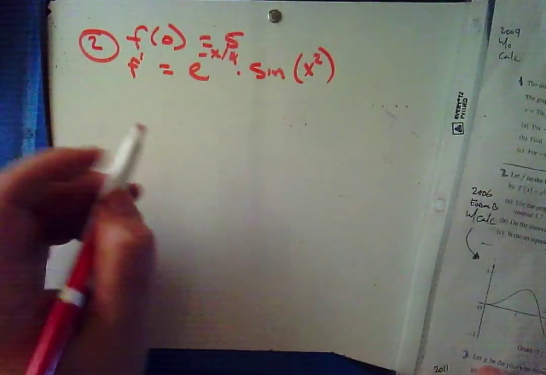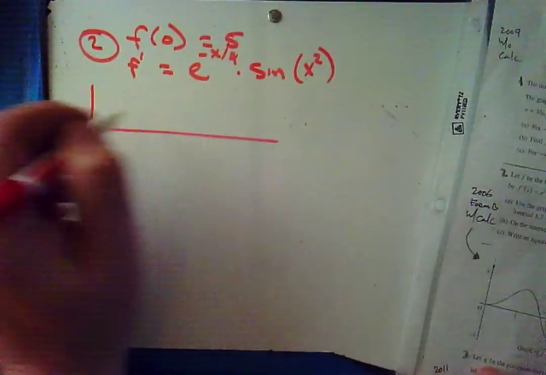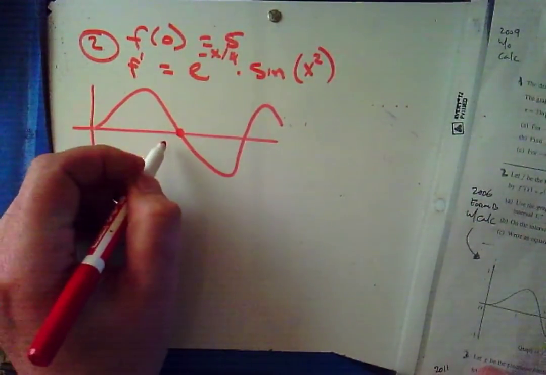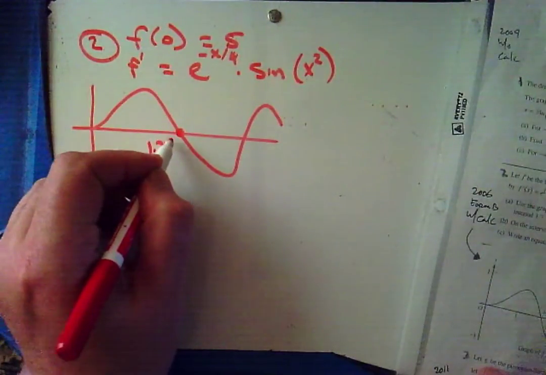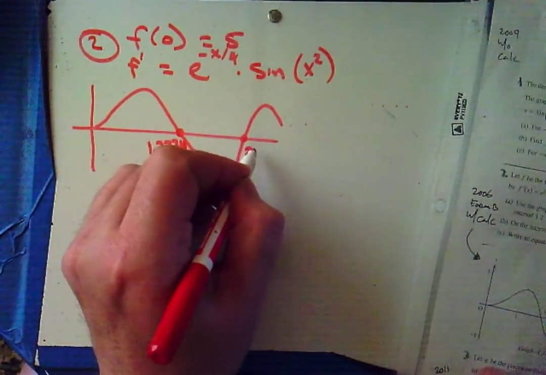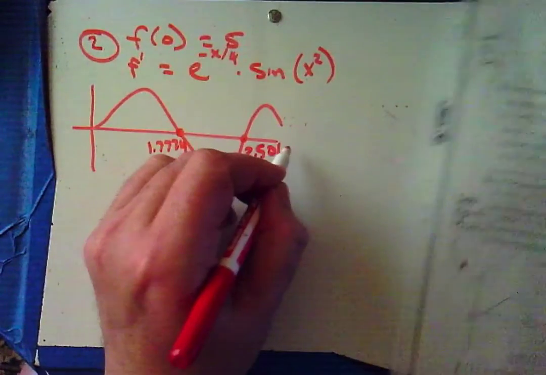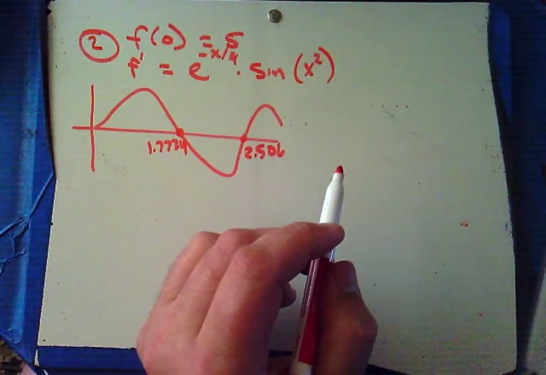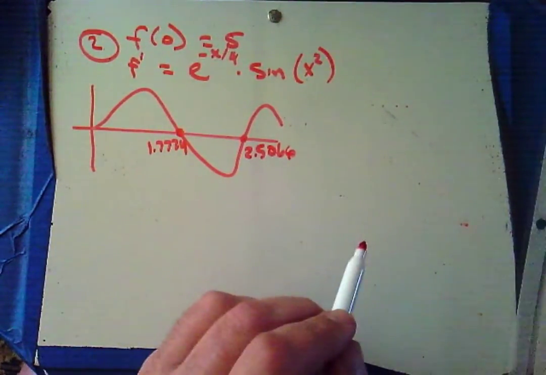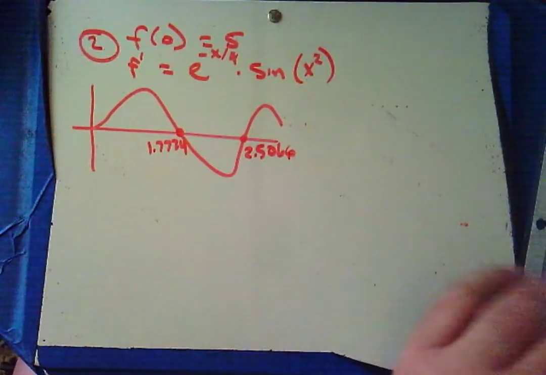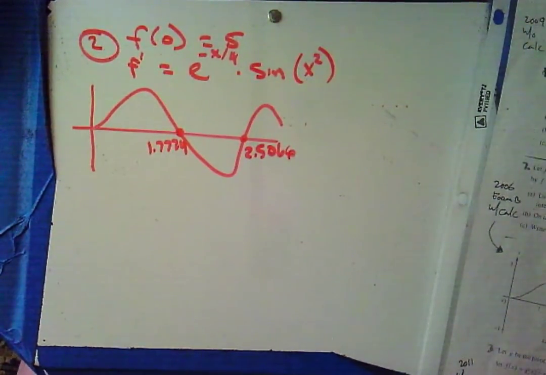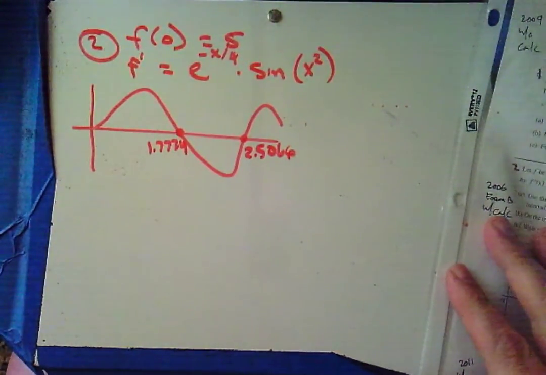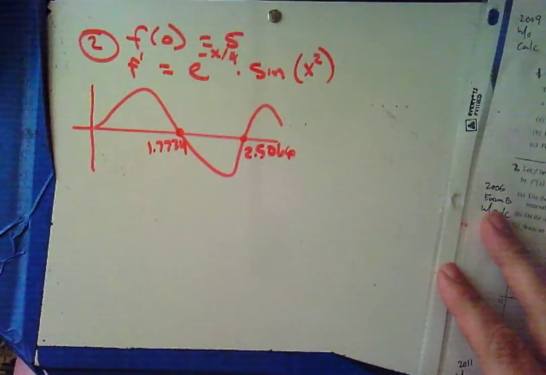Okay. And I've got labeled 1.7724 here and 2.5066 here. Okay. So I must have found those with my calculator and doing second calculate zero. I think, yeah, no, I'm not trying to do that by hand. Though, wait, I guess I could.